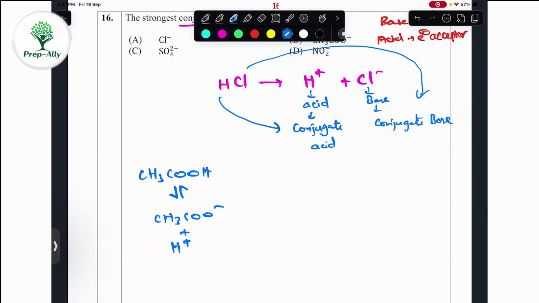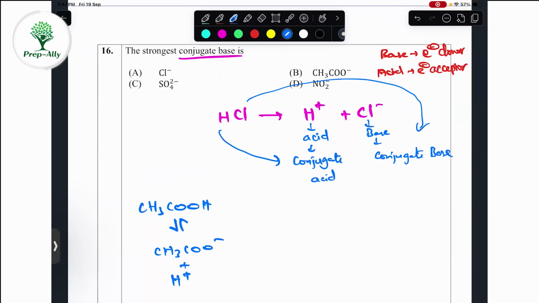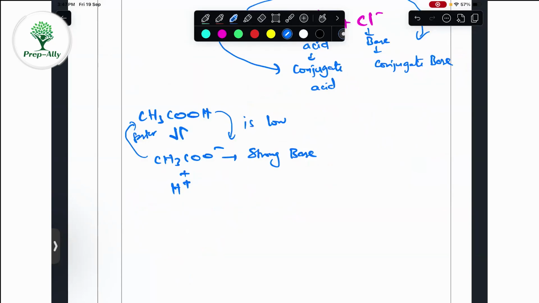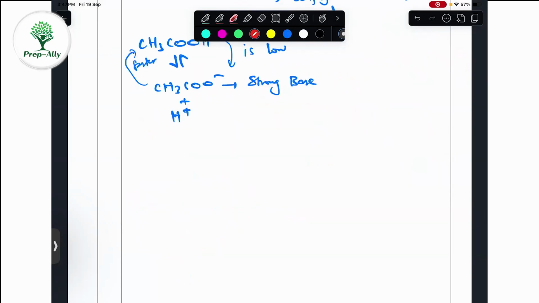So how do you measure the strongest base? It has to give electron easily, right? So this dissociation is limited, or I can say is low, and this dissociation is faster. What does it mean? It is quickly donating to this H plus to form CH3COOH again. So I can say this is going to be the strong base, donating faster, or you can remember this thing.